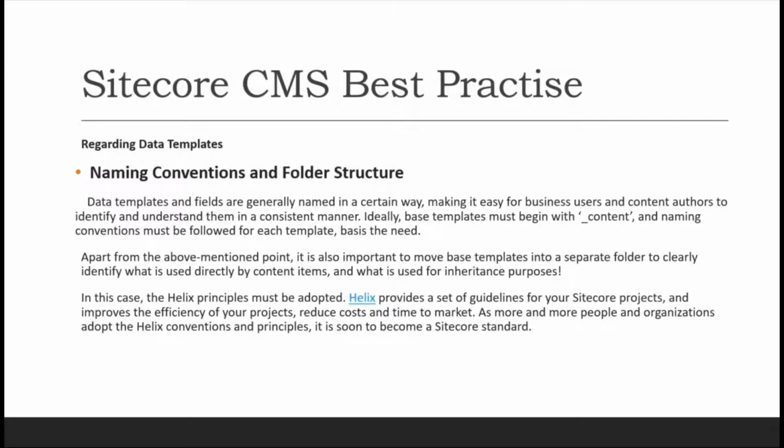Normally when you create a base template, it should start with underscore content and your base template name, so that when you inherit it in your child template, you will easily understand that this is a base template. The Helix principle is also an implementation of folder structure. So this is regarding the naming convention and folder structure. Choose appropriate names for the templates and folders, meaningful for the business and easily identified by the content authors.